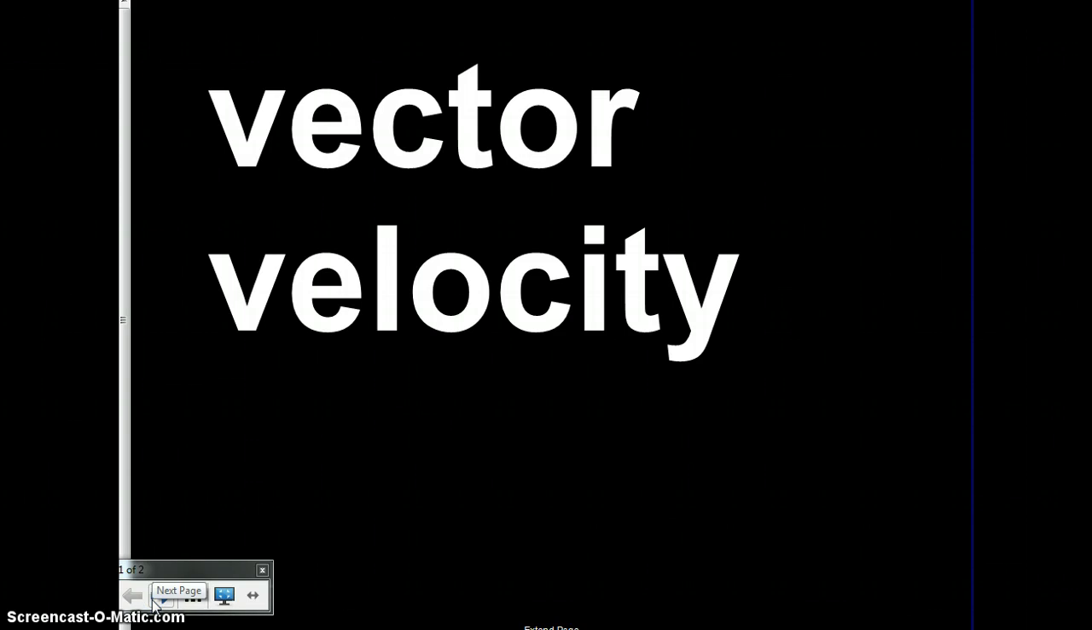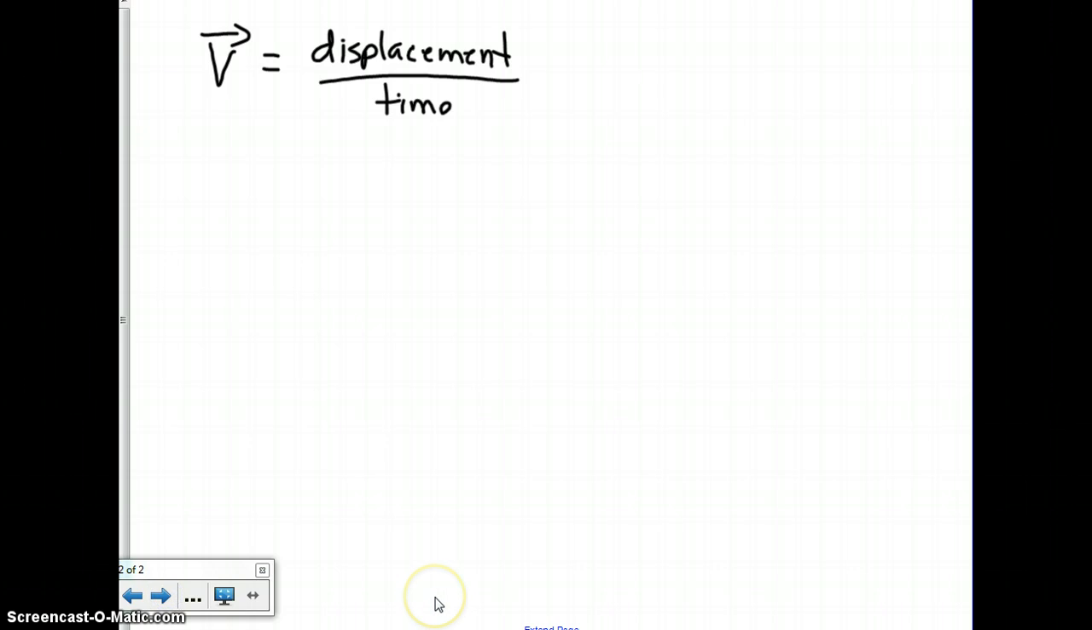The purpose of this tutorial is to help you understand vector velocity. The formula for calculating vector velocity is the V with the arrow over the top. That indicates that this is a vector quantity, meaning it has magnitude and direction. That is calculated by taking the displacement and dividing it by the time.